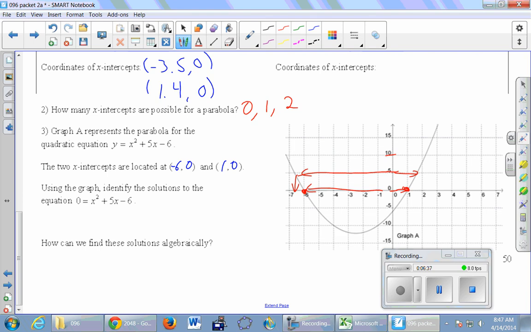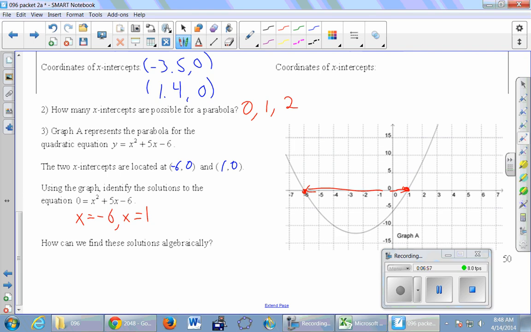So I think what Victor said before, negative 6 and 1, those are the answers to this equation. Those are the solutions to this equation. It's x equals negative 6 and x equals 1.